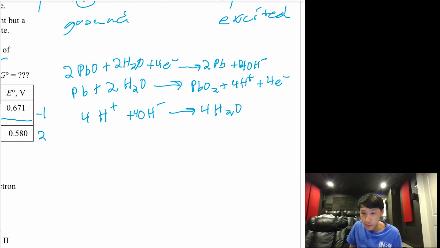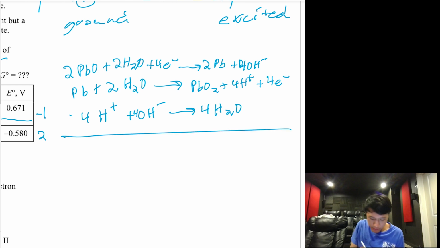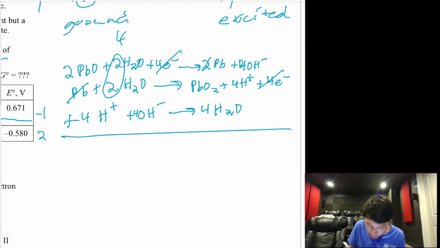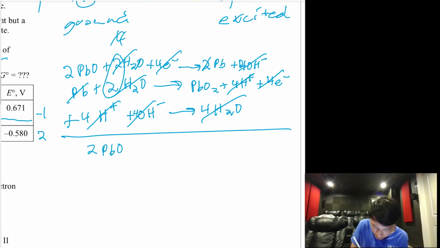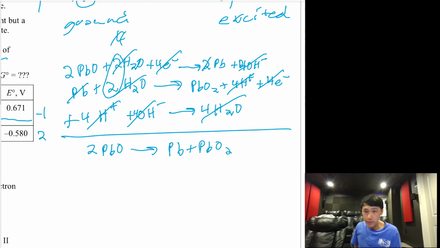Now, just so I can prove to you that everything works out, when we add these together, the lead here is going to cancel with this coefficient right here. The 2 waters are going to combine to 4 waters, so this becomes 4. The electrons are going to cancel out, and then the 4 H+ and the 4 OH- are going to cancel out here, and the 4 waters are going to cancel out with these 4 waters. So we end up with 2 PbO goes to Pb plus PbO2, which is exactly what the question is asking us for.